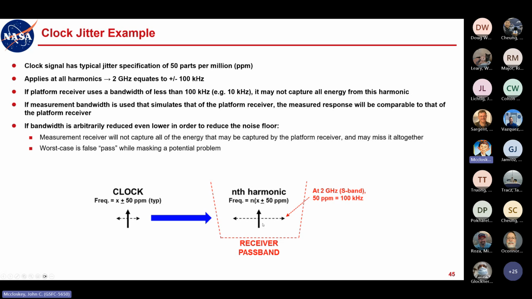You're going to significantly reduce the amount of energy that you're seeing, and you could get a false indication of a pass, which is the worst result. That masks a potential problem that could bite you later in the program. Okay, so the measurement bandwidth is not arbitrary. It must be commensurate with the operation of the receiver that's being protected by the notch.